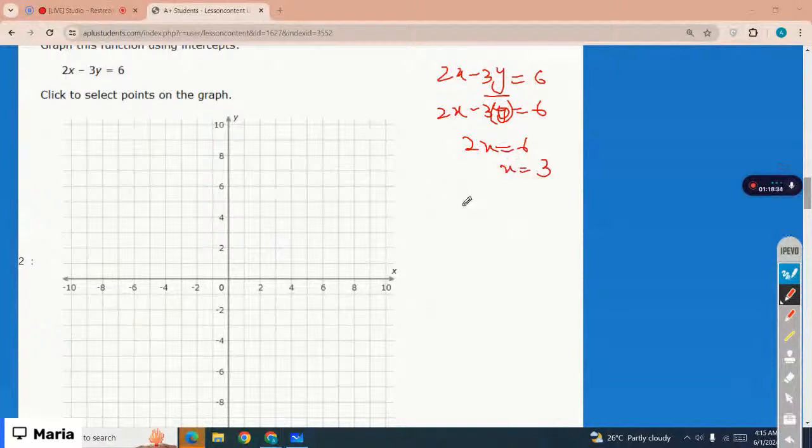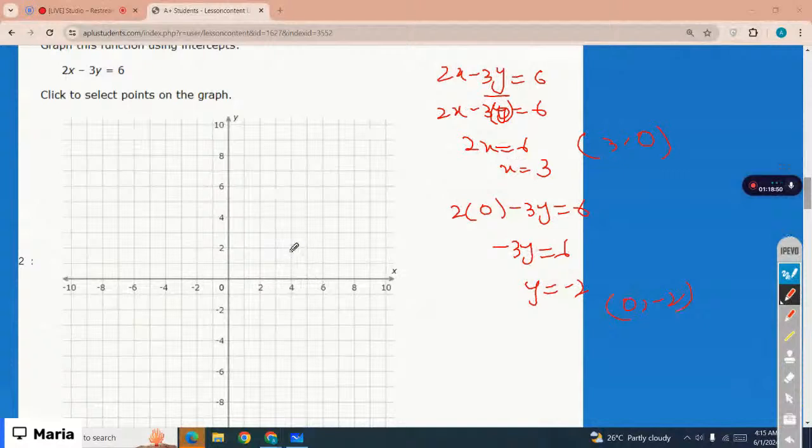Now calculate the y-intercept. 2 times 0 minus 3y equals 6. That would be then 3 and 0. So negative 3y equals 6, y equals -2. That is 0 and -2. So you have now 2 points.